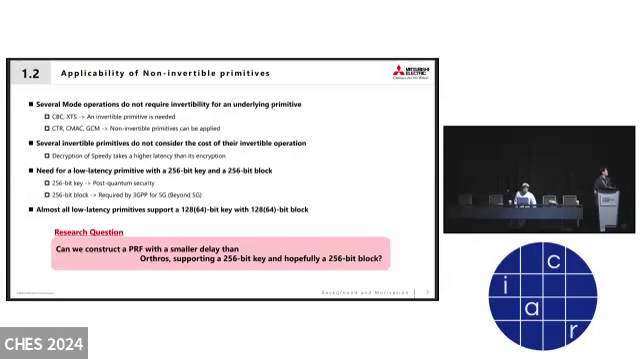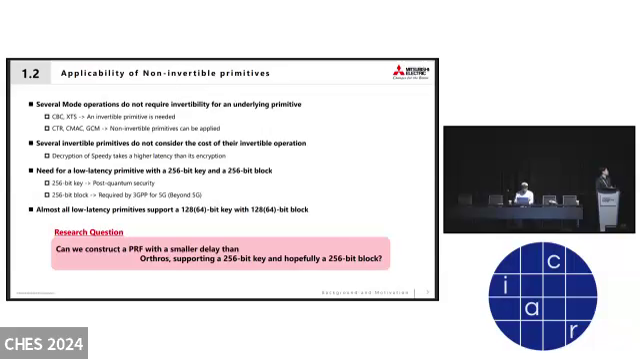Although a PRF does not have a decryption procedure, many famous modes of operation can accept a PRF, such as CTR, CMAC, and GCM. And in fact, several invertible primitives do not consider the cost of the inverse operation, even though they have a decryption operation. For example, the decryption of Speedy takes a longer latency than its encryption.